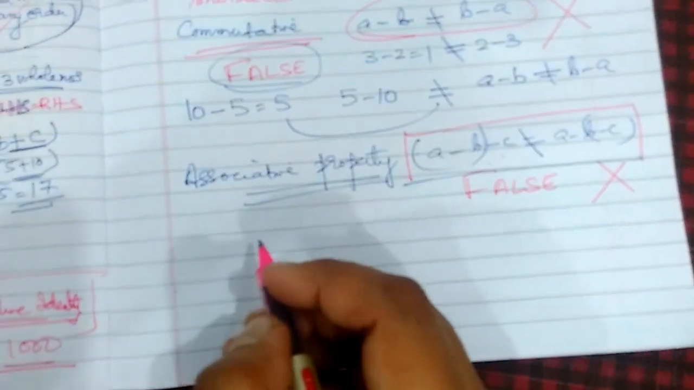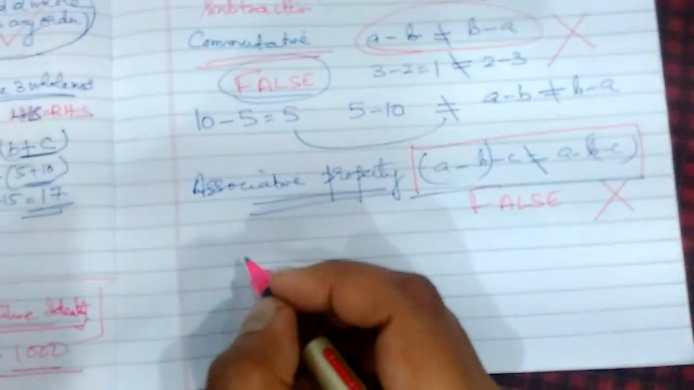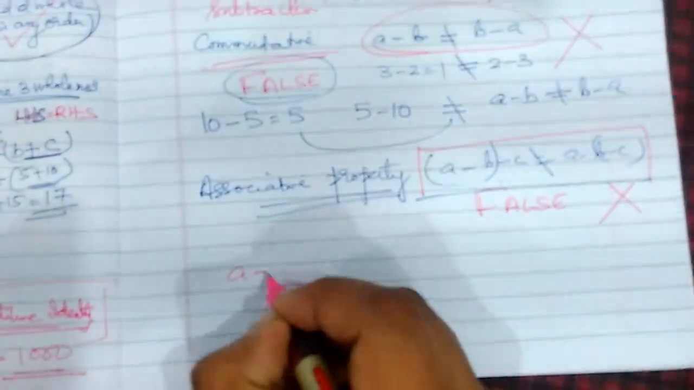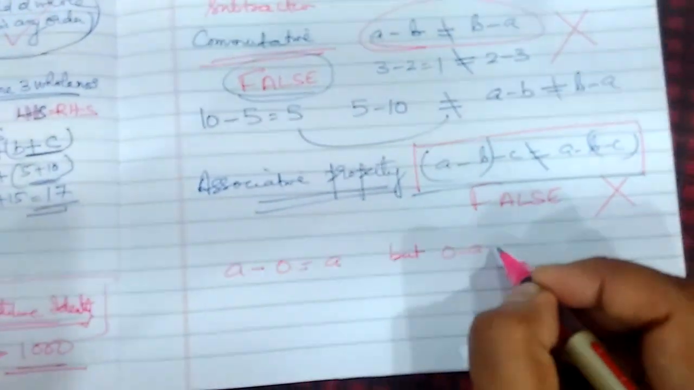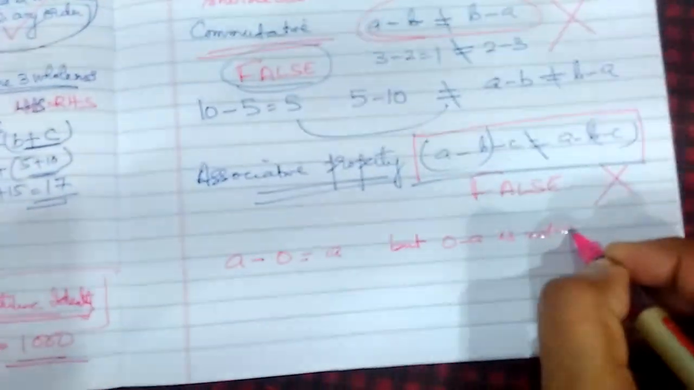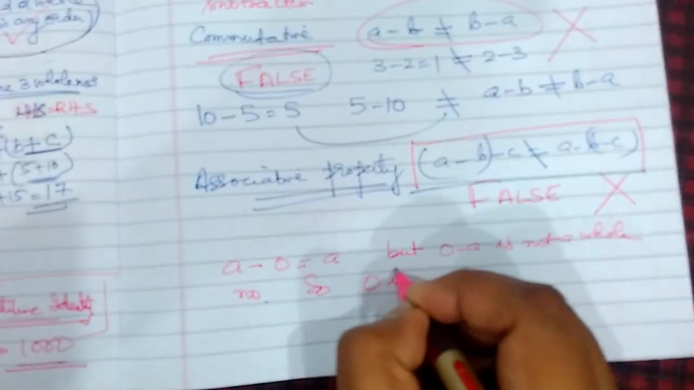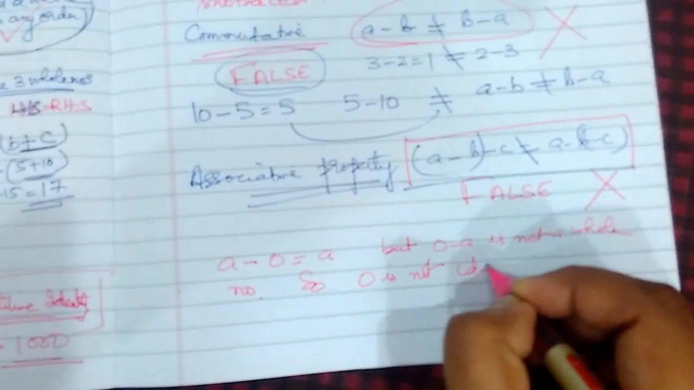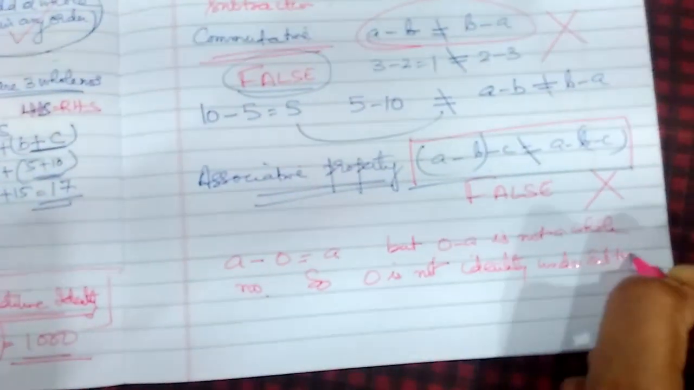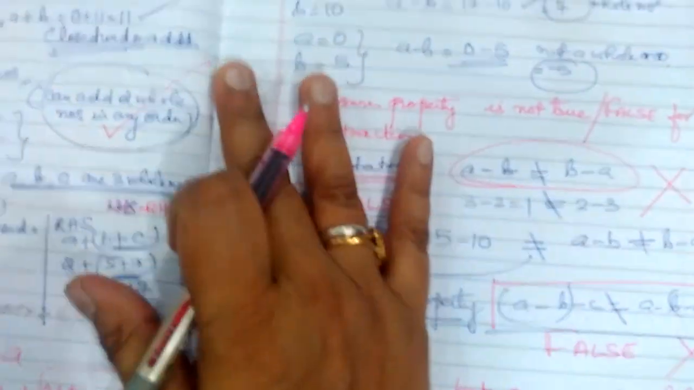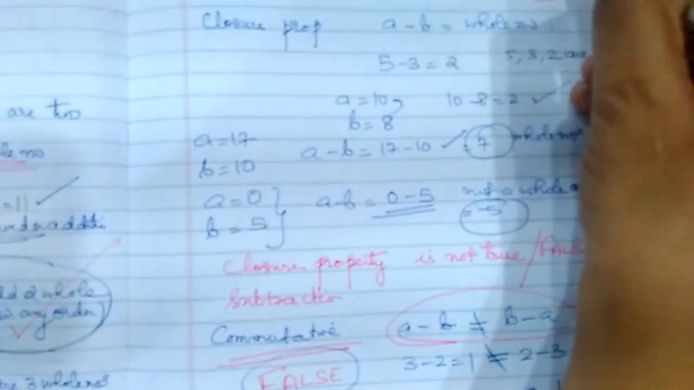And what about 0 as identity element? Identity element for subtraction would mean A minus 0 is equal to A, but 0 minus A is not a whole number. So 0 is not an identity element under subtraction. So everything is false here. All the properties are false in the case of subtraction.